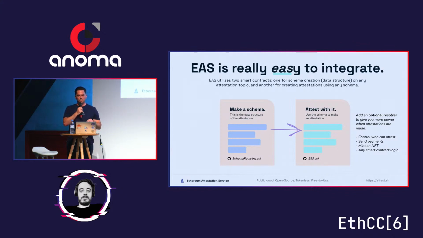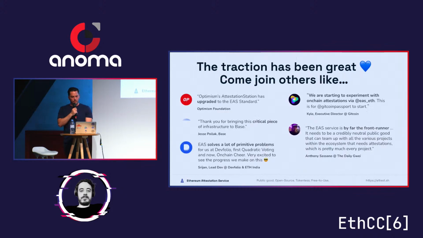We also allow you to apply or set a resolver contract on the schema. This can unlock a lot of amazing use cases, like automatically emitting a payment after an attestation is made. Maybe you have a whitelist or an allow list of people that are able to make attestations on that schema. Any smart contract logic is possible using the resolver.